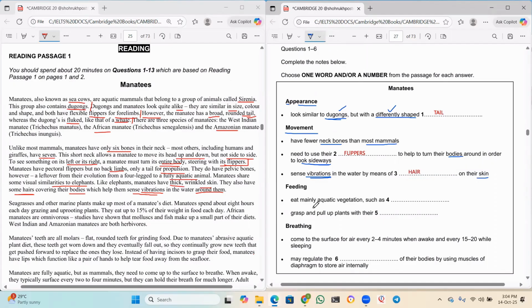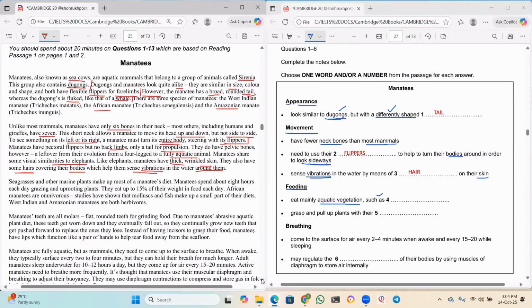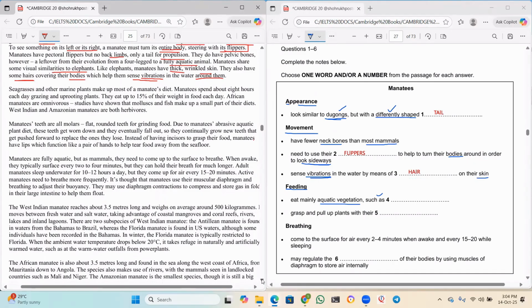Okay, right. Next. Now he's talking about feeding. Eat many aquatic vegetation such as dash. So he's talking about some aquatic vegetation. What is that? We have to find out. Okay. So let me just move this up. Okay. Let us read this paragraph now.